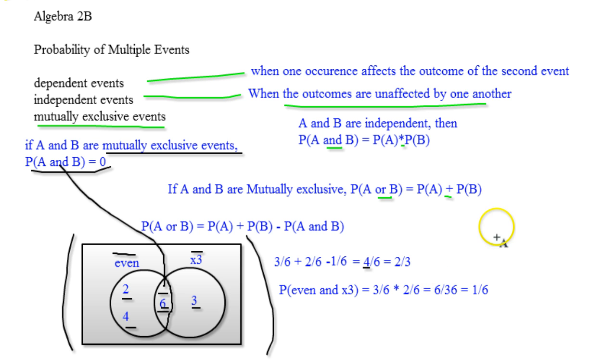Okay, alright, and that's the probability of multiple events. You're going to see a lot more complicated stuff to work with, but if you just pay attention to these rules as you go along, you should be totally fine.